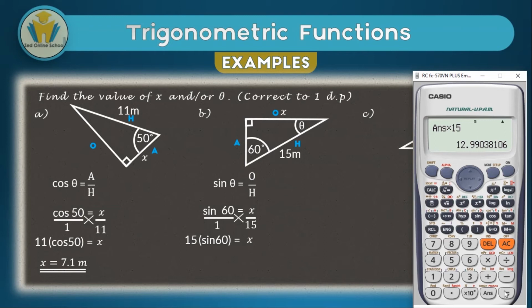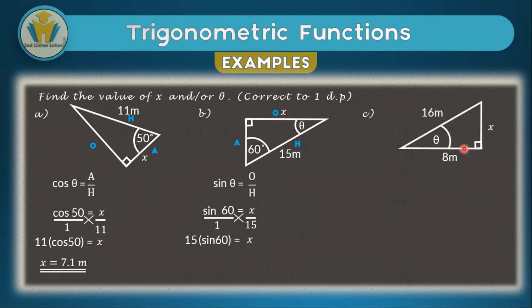As you can see from the answer, when we round off, a 1 will be added to a 9, and when we add 1 to 9, we're going to have 10. Therefore, there will be a 0 here and a 1 added to the 12. Hence, our answer is going to be 13 meters.